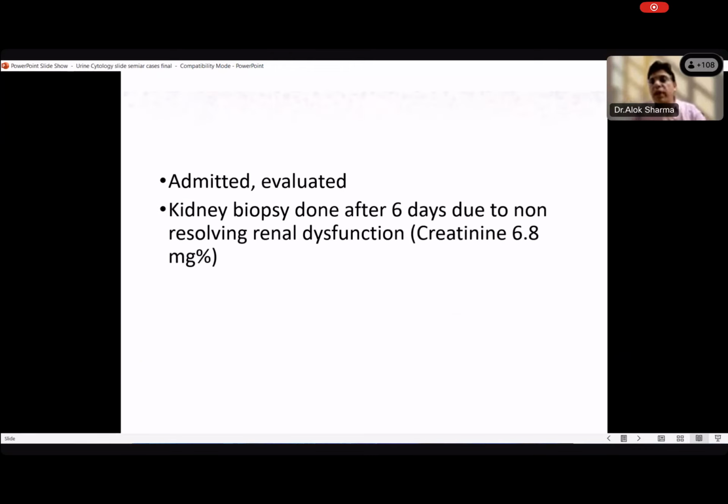This is what it showed. So what do you see here? Kidney biopsy done after 6 days due to non-resolving renal dysfunction. Creatinine is high, 6.8 milligram percent. So what is this you are seeing in this particular picture? This is an H&E stained section of renal biopsy. Can you tell us what is there in this particular image?